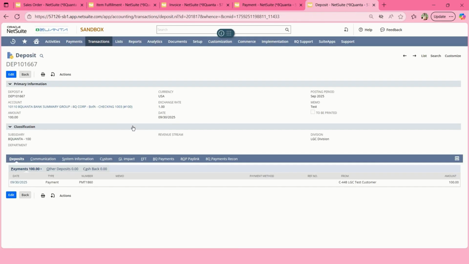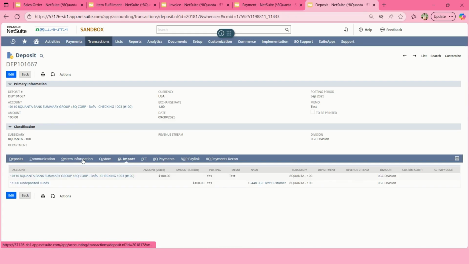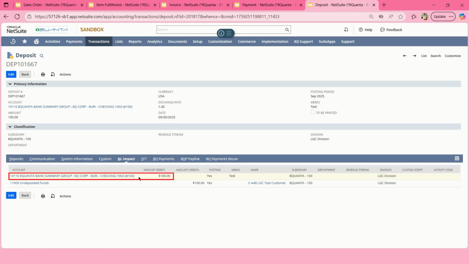Finally, a bank deposit is created. This moves the funds from the holding account into the actual bank account. Debit, bank account. Credit, undeposited funds. This completes the GL impact flow for the order-to-cash process in NetSuite.